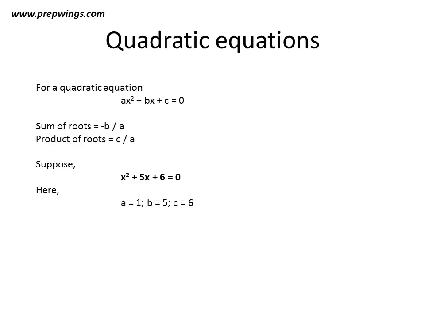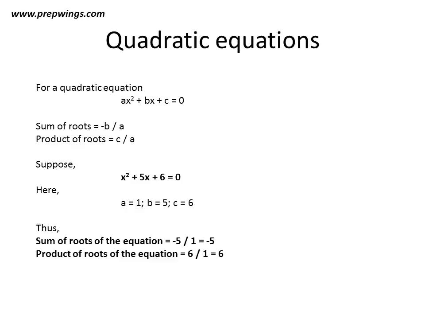Suppose a quadratic equation is given as x square plus 5x plus 6 equal to 0. Here a is equal to 1, b is equal to 5 and c is equal to 6 for this quadratic equation. Now if we have to find the sum of roots, that will be equal to minus b by a, which is minus 5 by 1. Thus the sum of roots is equal to minus 5. Now the product of roots is given by c by a. Again c is 6 and a is 1. So the product of roots of this equation becomes 6 by 1, which is equal to 6. So this is how we find the sum of roots and product of roots of a quadratic equation.